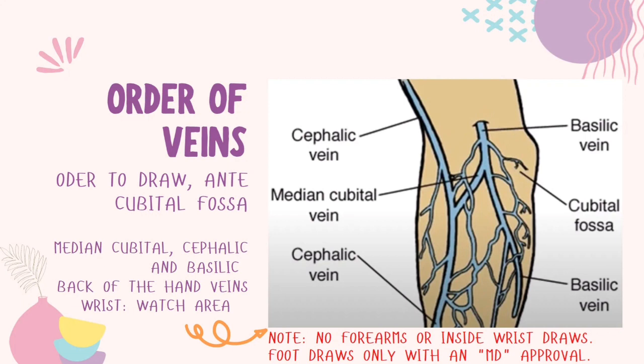So, if there are no veins located anywhere in these areas, including the back of the hand and the wrist, then we would get an MD approval for foot, okay, for foot only. And again, the forearm is not to be considered, or inside of the wrist.